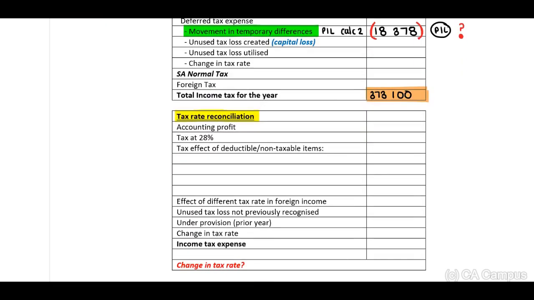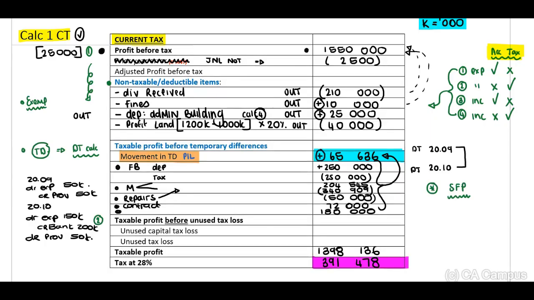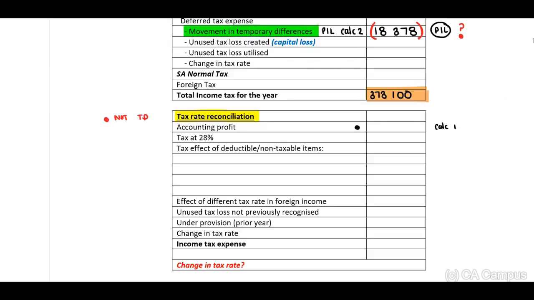Now, please, with your tax rate reconciliation, and include a note, you do not include your temporary differences, movements, okay? We need to include our accounting profit, and you can refer to calculation 1. In calculation 1, we have identified that this will be the 1,550,000 minus the 2,500. Therefore, this will be an amount of 1,547,500. I'm going to call this calculation 1.1 for my marker to be able to identify. Indicate calculation 1.1 in your note.